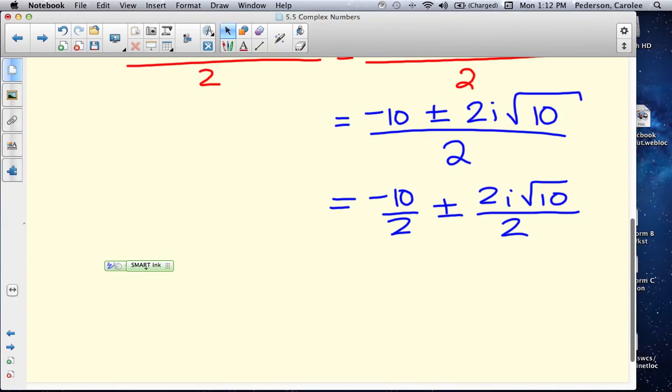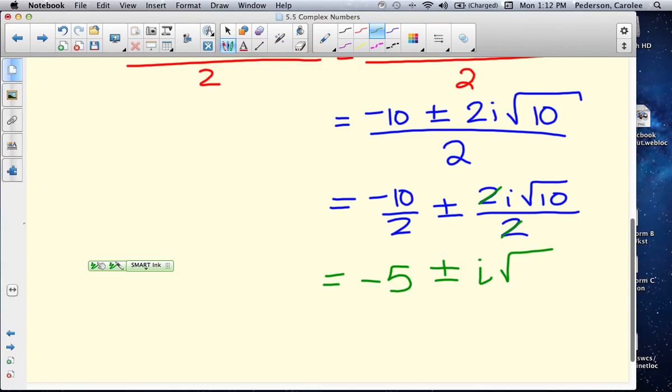And then here's what cancels. Negative 10 divided by 2 is negative 5. And then this 2 and 2 cancel. So you have plus or minus i square root of 10. Those 2's cancel out. I'm going to stop the recording there and then pick back up again with 5.5.